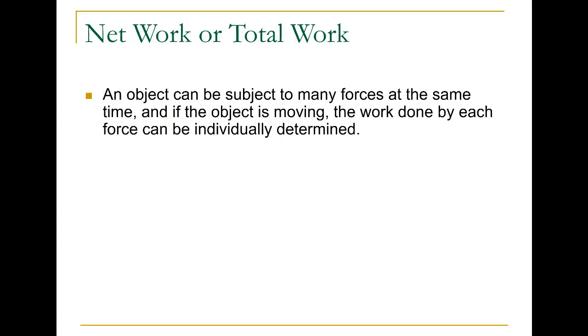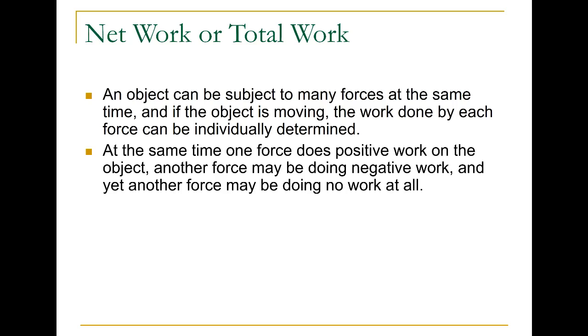So first we want to talk about net or total work. Now an object can be subject to many forces at the same time, and if the object is moving, we can find the work done by each force individually. For example, you could have an object on a ramp that has a string attached to it. And maybe it's a rough ramp. So you could have gravity and friction and tension, and maybe there's a spring on the other side. So you could have lots of things doing work. You could have positive work by one thing, negative by another, and zero work from a third.